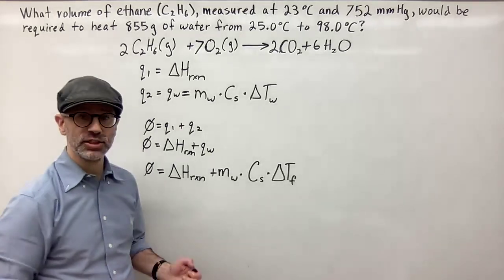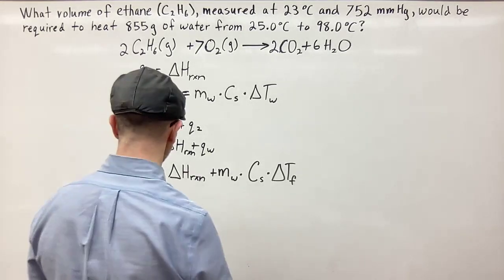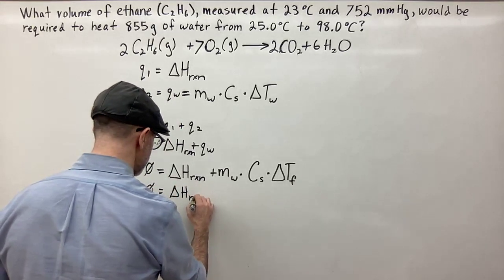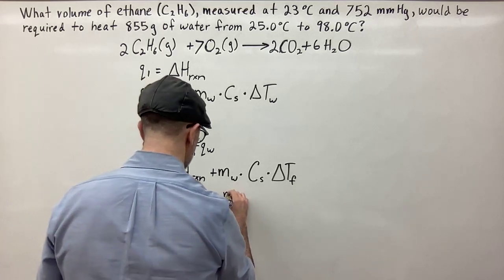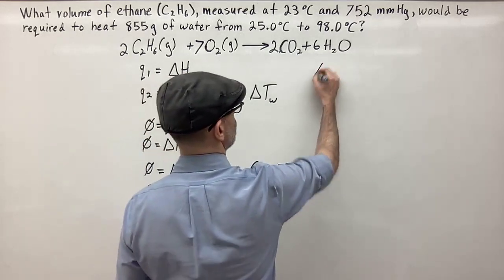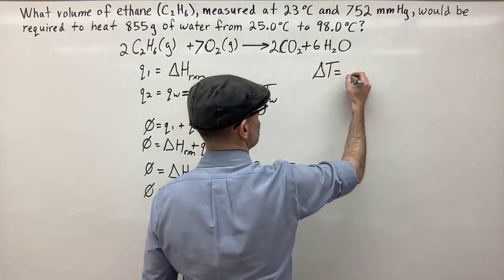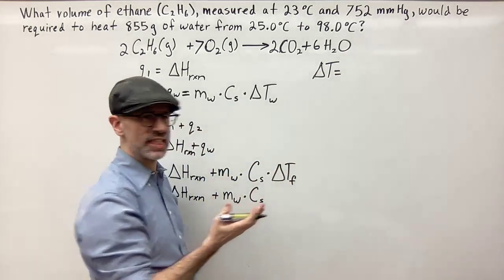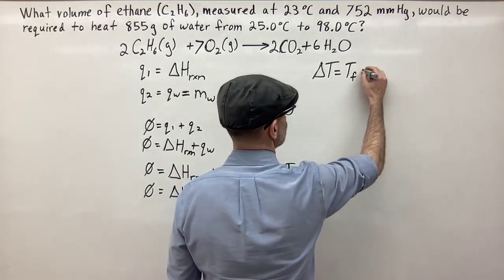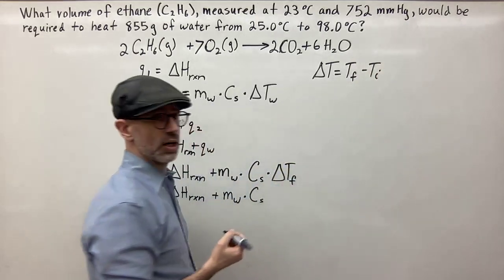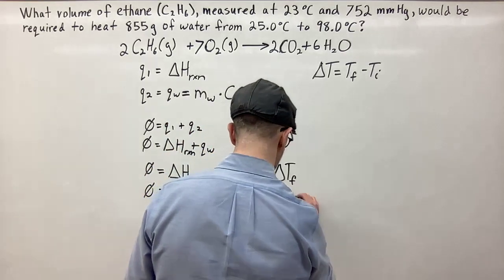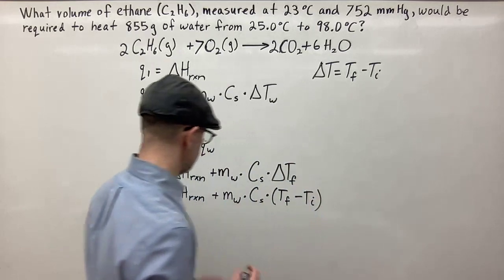And remember that the change in temperature is final minus initial. So this becomes equal to delta H of the reaction plus the mass of the water times the specific heat. And then the change in temperature of the water, the delta T here, is going to be equal to the final temperature minus the initial temperature of the water. So we can plug that in. So it's going to be multiplied by final temperature minus the initial temperature.